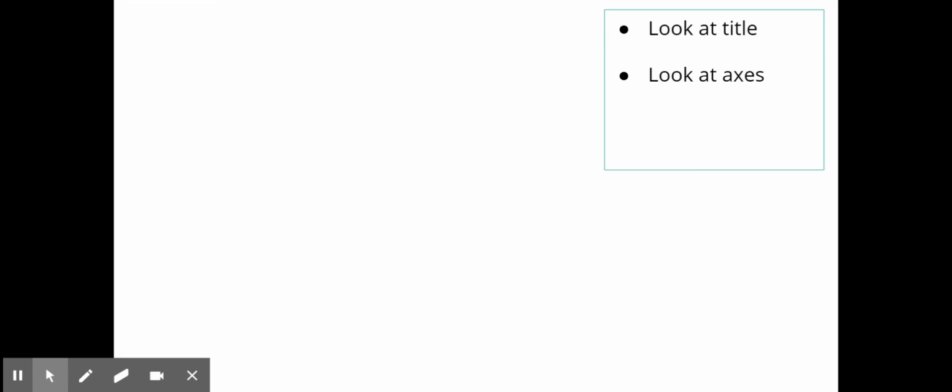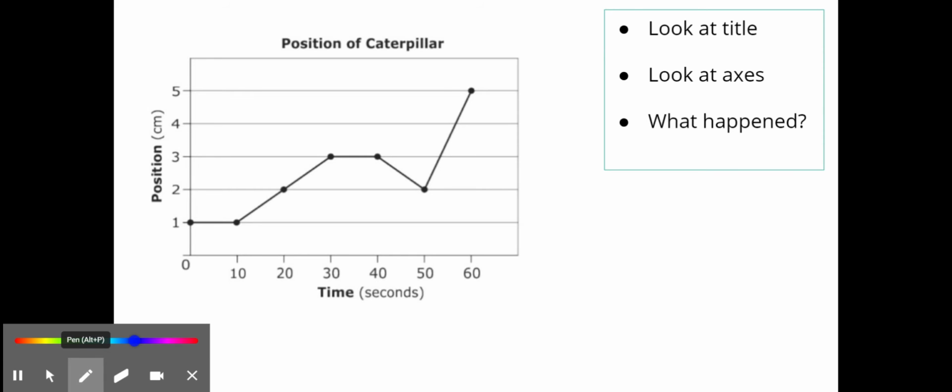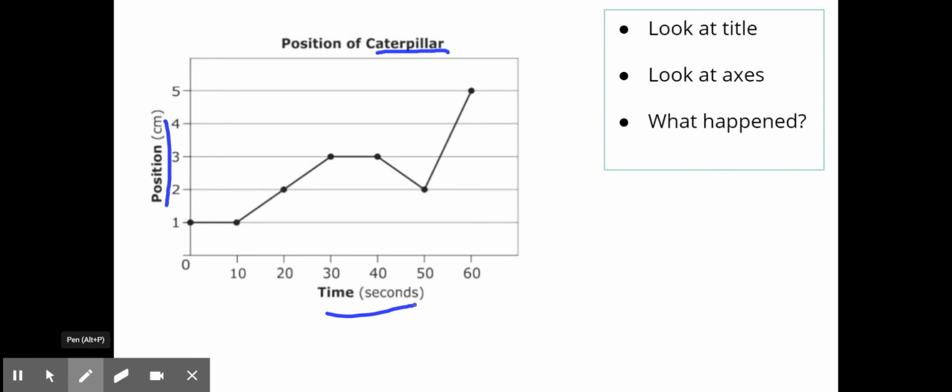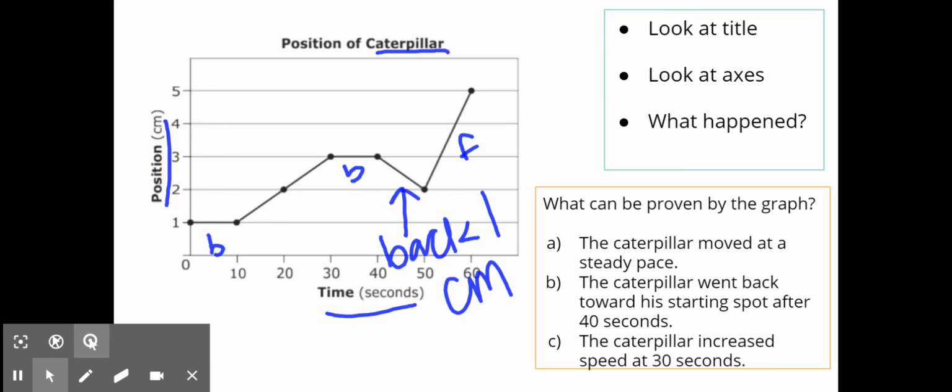Let's do one more together. Again, we're going to look at the title, look at the axis, and then ask ourselves what happened, and then we'll look at the question. All right, so again, looking at our caterpillar graph from last time. I already know that it's about a caterpillar, position, and time. I noticed that he took 2 breaks, and he went fastest during this time right here. And this is where he went back 1 centimeter. All right, so now that I have all of that in mind, let's go ahead.